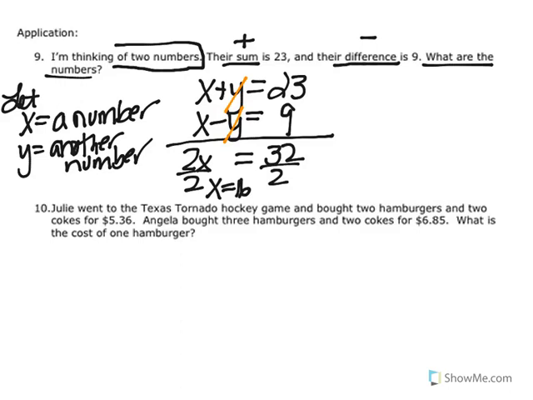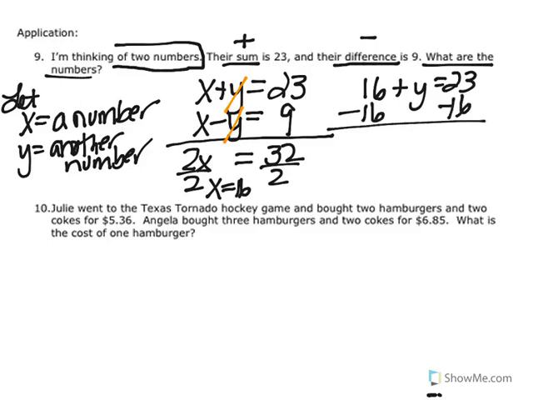Okay, so now that I know that x equals 16, I can plug it back in. And I'm going to use the first equation. So we're going to put 16 plus y equals 23. And so we subtract 16 from both sides, and you get y equals 7. So our solution is 16, 7.